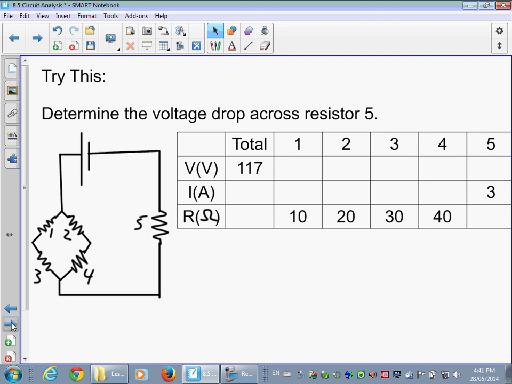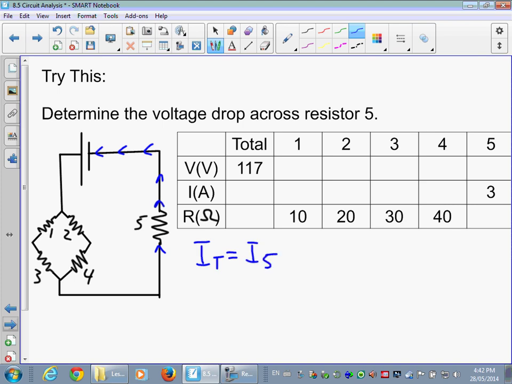And this is what I want you to take a look at. Resistor 5 here has current coming in and current going out, same current, of 3 amps. Now, there is nowhere for that current to split until it gets to the source. So therefore, according to the current law, I total must be equal to I5. So they have the same current. So this is 3 amps.